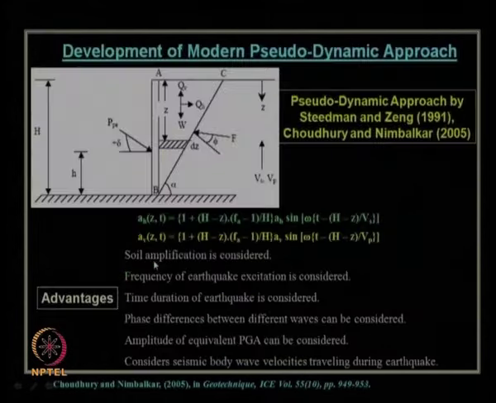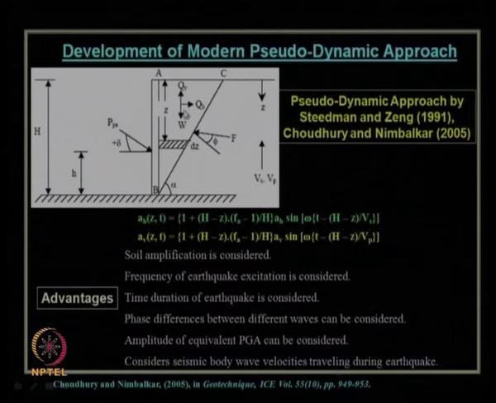After doing this, what is done here? The details can be obtained in this paper, Chaudhary and Nimbalkar. Dr. Sanjay Nimbalkar was my first PhD student. This is a part of his PhD thesis work under my supervision at IIT Bombay. In 2005, this paper was published in the journal Geotechnique, published by the Institution of Civil Engineers, London. This is the volume number, page number.